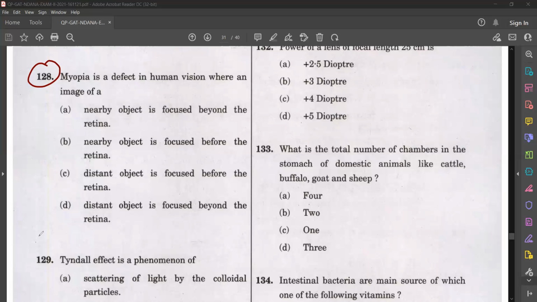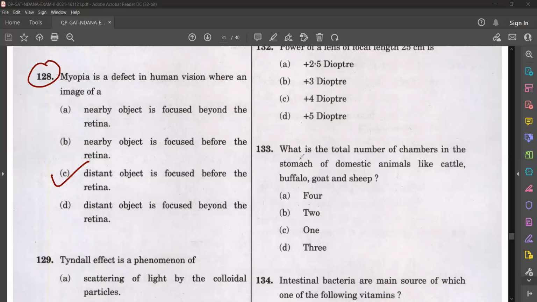Okay, so let's see. So what is actually myopia? So which is the answer you're getting? Distant object is focused before the retina. Isn't it? That is the correct answer. Before the retina. Okay. Now we'll check what it is actually.